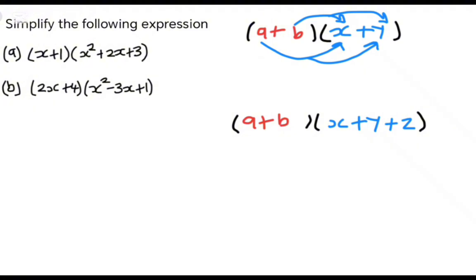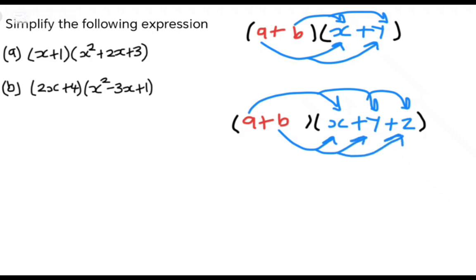This time around, I'm going to take a look at how to simplify a binomial that has a trinomial on the other side, meaning three terms. Remember, a trinomial has three terms. It is still the same thing. Everything inside this bracket has to multiply everything inside the other brackets. What do I mean? This one has to multiply here, here, and also there. This one has to multiply here, and also the other side. It is as easy as that.